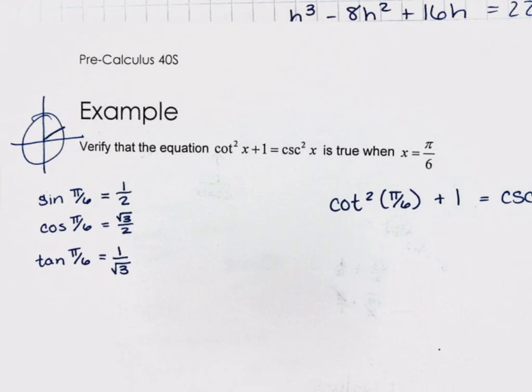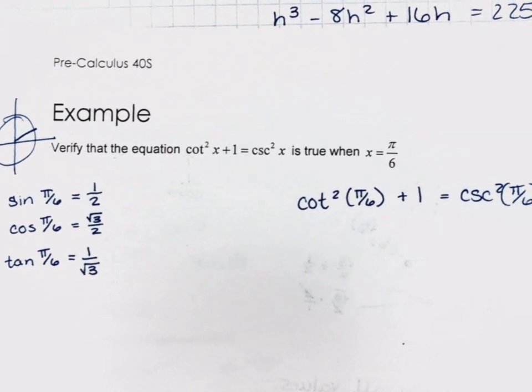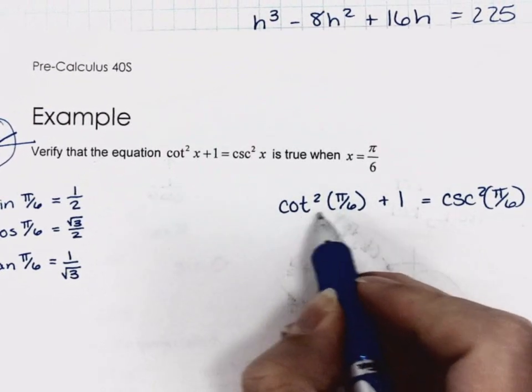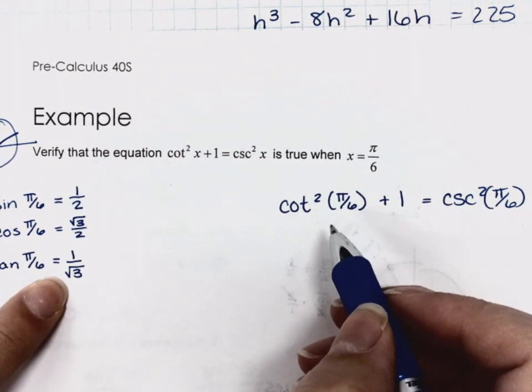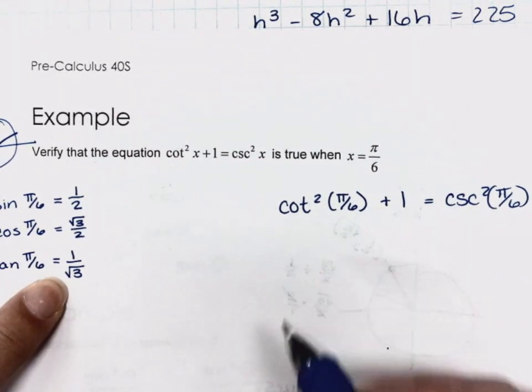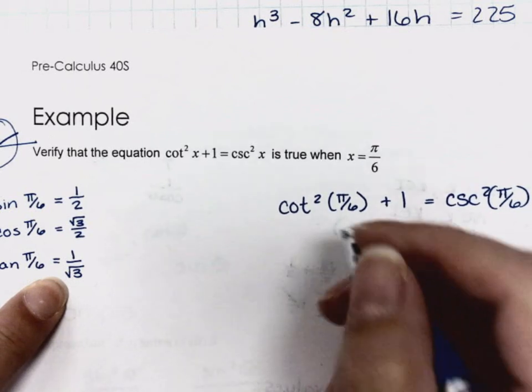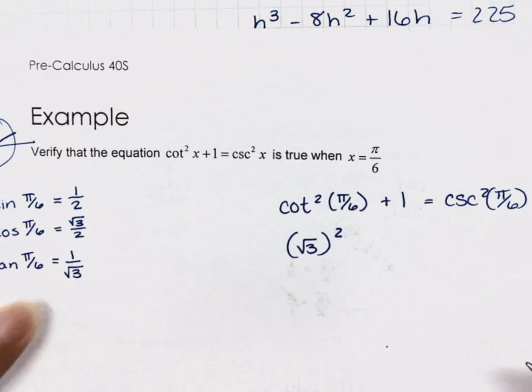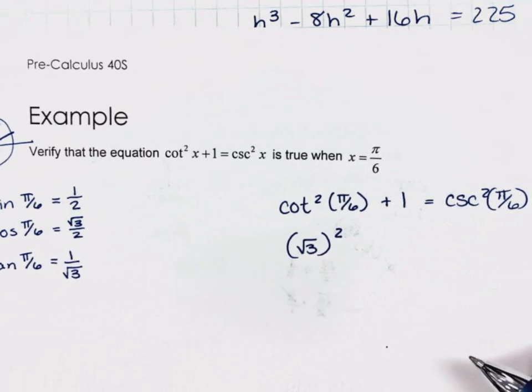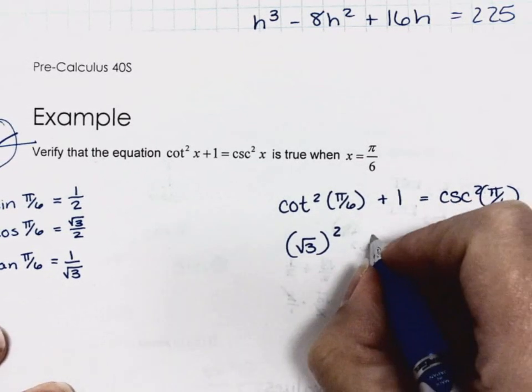So with that information, I know I can answer this question. I've done my basic trig functions off to the side, so now I can fill that stuff in. So cotangent of pi over 6. I know that tan of pi over 6 is 1 over root 3. So what's cotangent? Root 3. So it's going to be root 3, and then it's squared. Remember, that's the math that we're doing with that squared piece. Plus 1.